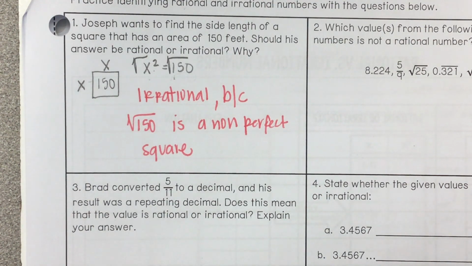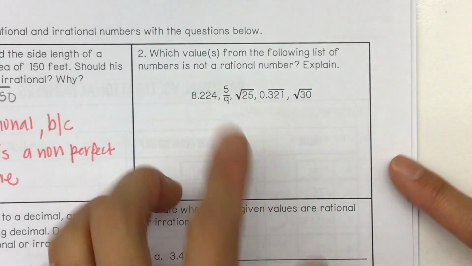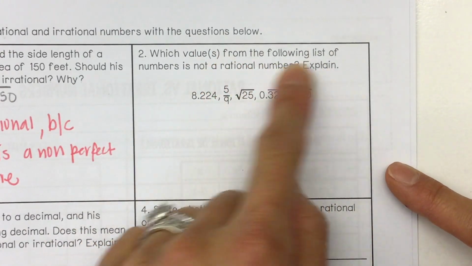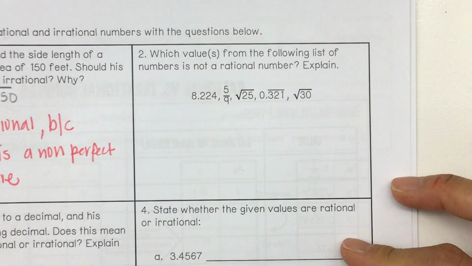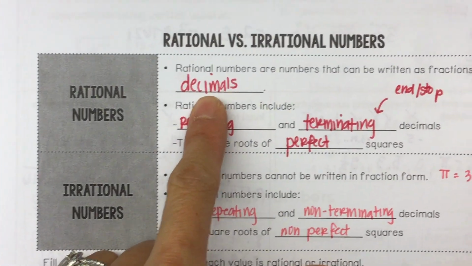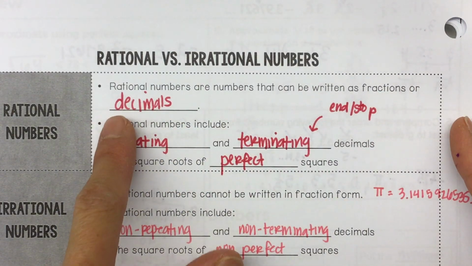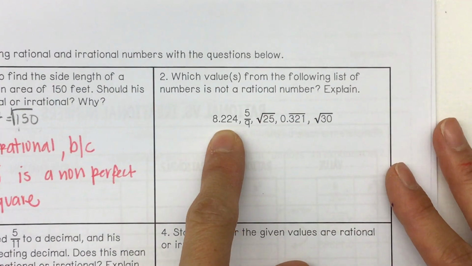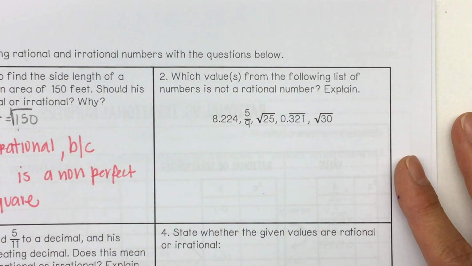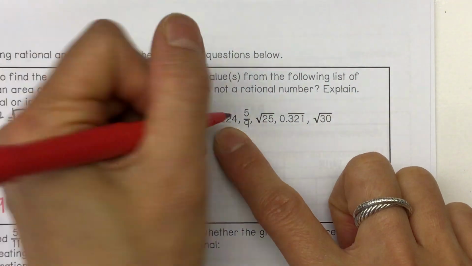Okay, I'm sliding to number 2. Which value or values from the following list of numbers is not a rational number? So we're looking for the irrational. So rational, if you need to flip back, the decimals, they can be fractions, they can be decimals that repeat or terminate, and they are perfect squares. So this one, 8.224, that one stops, it terminates, so that one's rational.